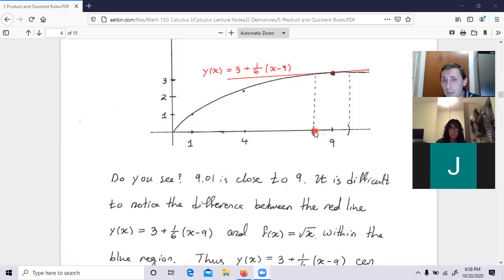You understand? And that means that locally, for calculating roots in this blue region, this line segment works pretty well. So I can use this red line segment to carry out calculations for this region. For a different region, I will need to select a different line segment. That's the idea.